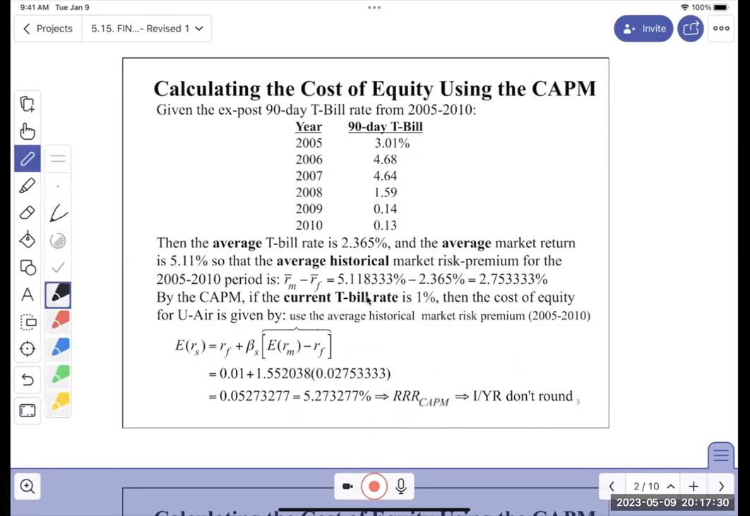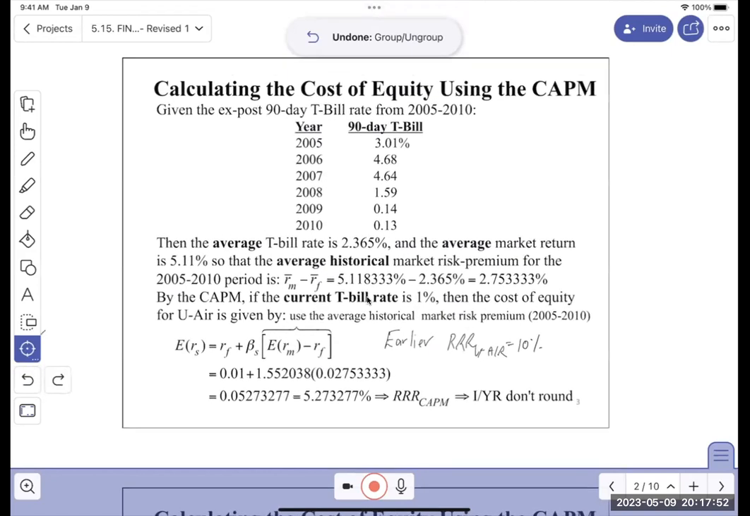Now, how does that compare to what we were using before? So earlier, the cost of capital we were using was 10%. Now it's much smaller, so it's a lower required rate of return. How will that change things? Well, initially we accepted the UAIR project to the Bahamas, and we're still going to accept it, right? Because the required rate is low.